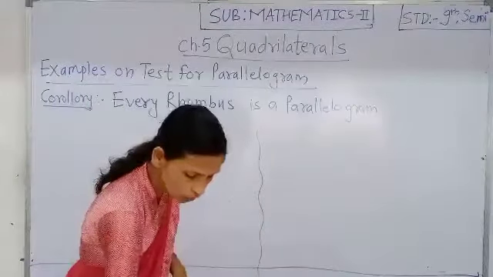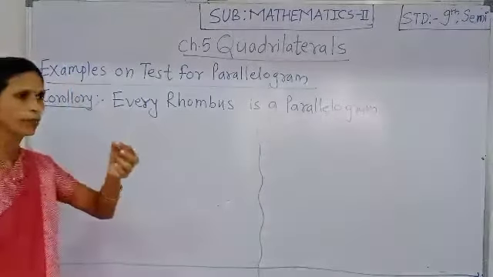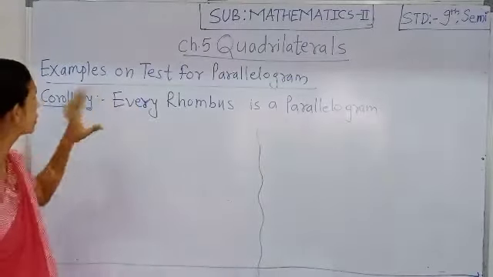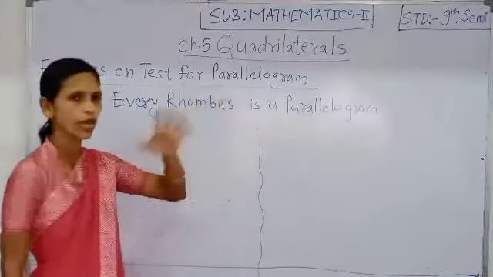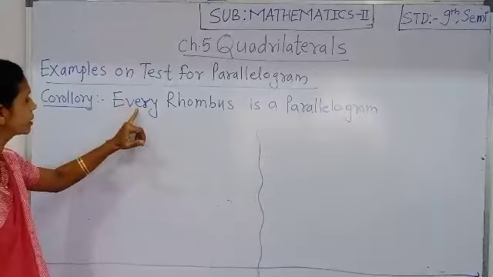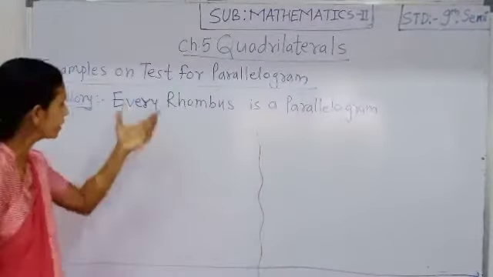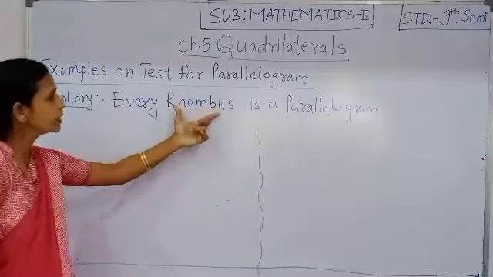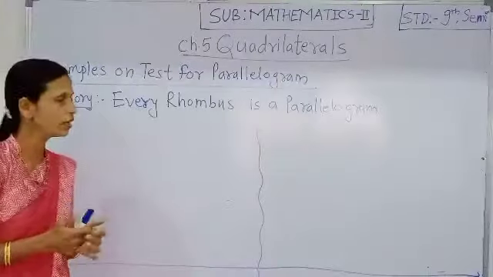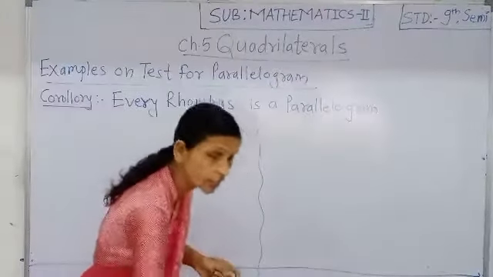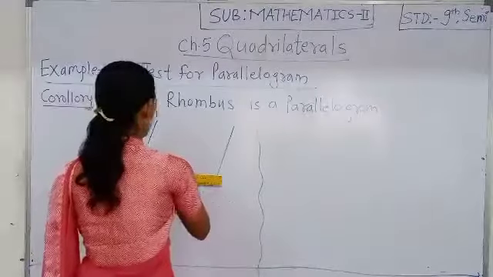First of all, I am going to prove one more property which is a corollary of test for parallelogram. That is, every rhombus is a parallelogram. All of you studied the different types of quadrilateral. Rhombus is one type of quadrilateral. First of all, we will draw a rhombus.